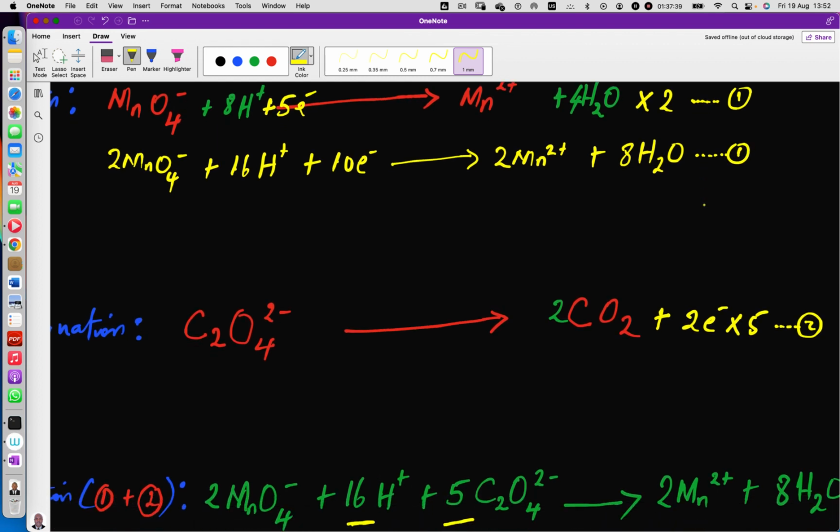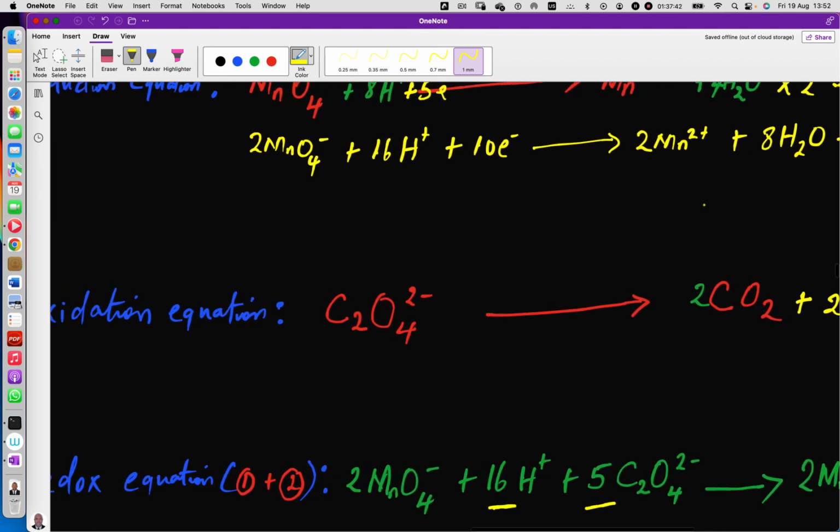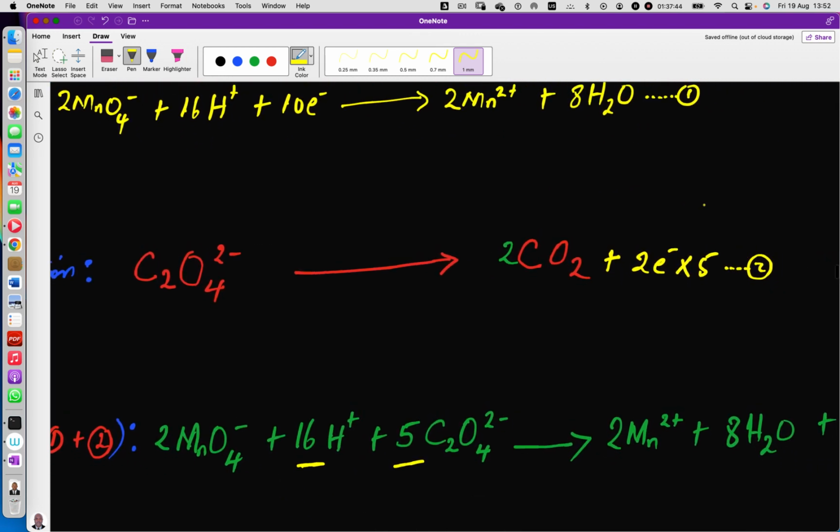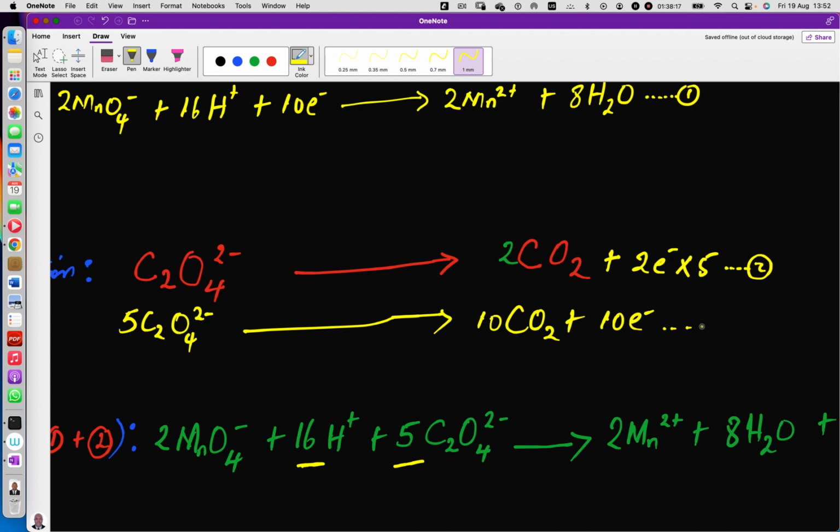Now, let's go to the oxidation equation, which is equation 2. We are multiplying everything here by 5. So 5 C2O4 2 minus gives 10 carbon dioxide, plus 10 electrons, and that is still equation 2.